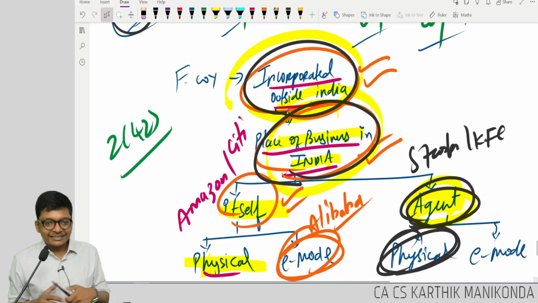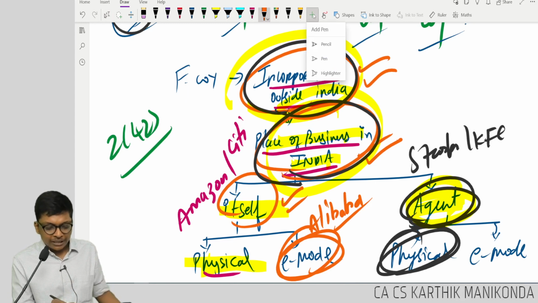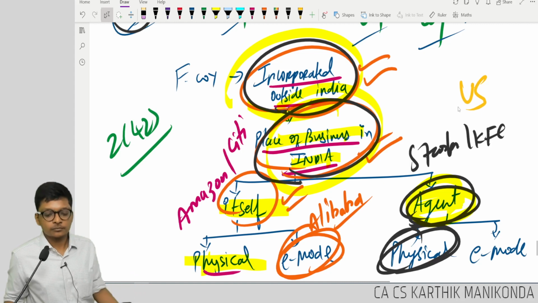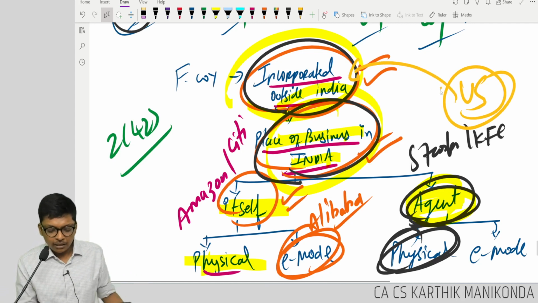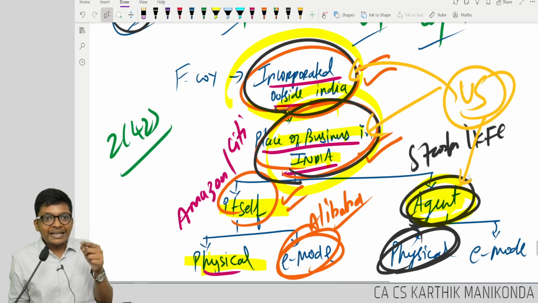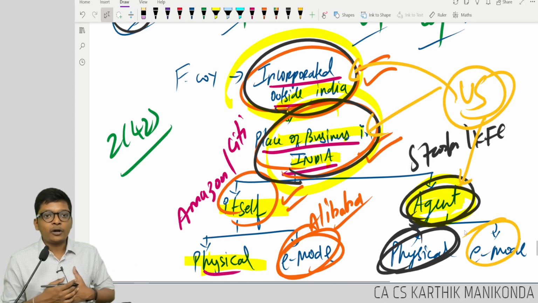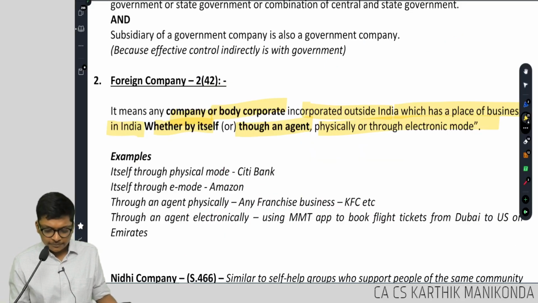So, what they are saying is, if I am buying a leg massager on Amazon, look at this, from a seller who is in the US. That US seller who is selling the leg massager is incorporated outside India, has a place of business in India, but not by himself, through an agent, through Amazon online mode. Are you following? Foreign company. Look at the detailing of the definition. Clear, guys?